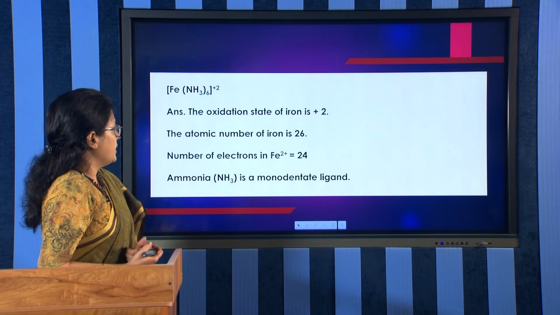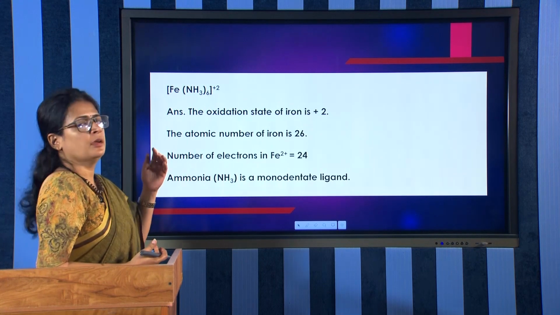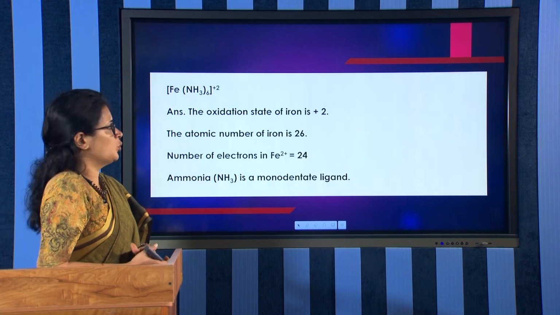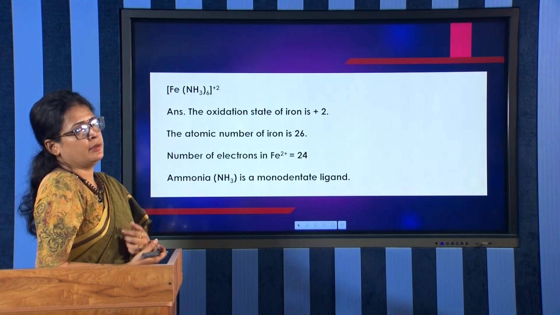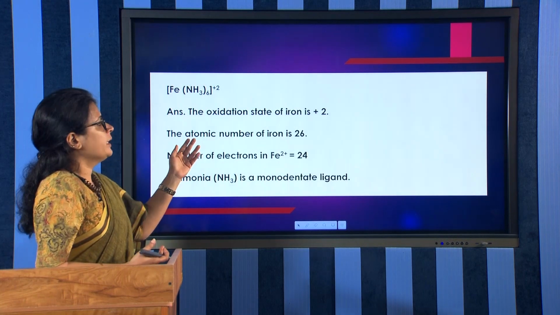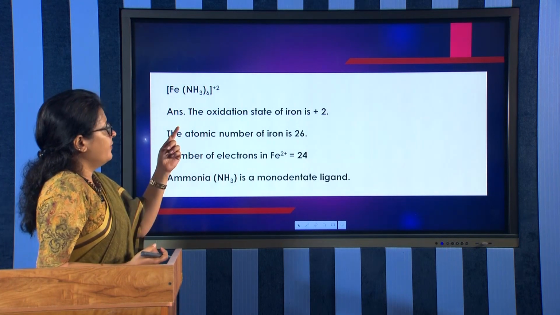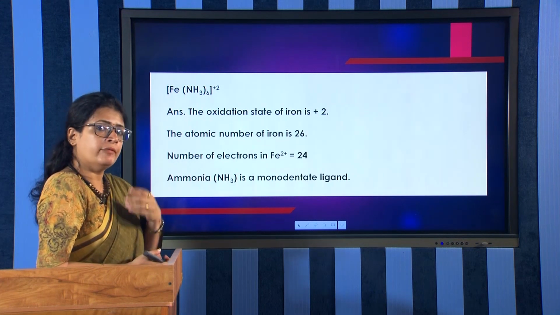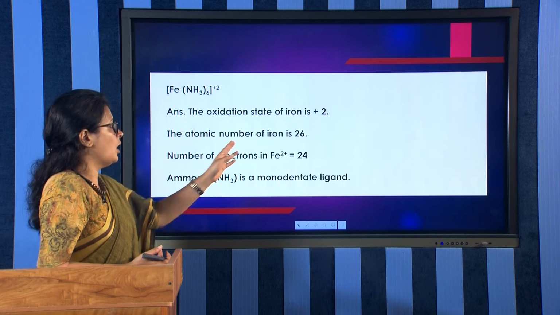Example: Fe(NH3)6 2+. The oxidation state of iron, we have already studied how to calculate it, is found to be +2. So, Fe2+ state, and in this case you can count the electrons using this method also. The atomic number of iron is 26. If Fe is in the +2 oxidation state, how many electrons are given by iron? 2 electrons are given.